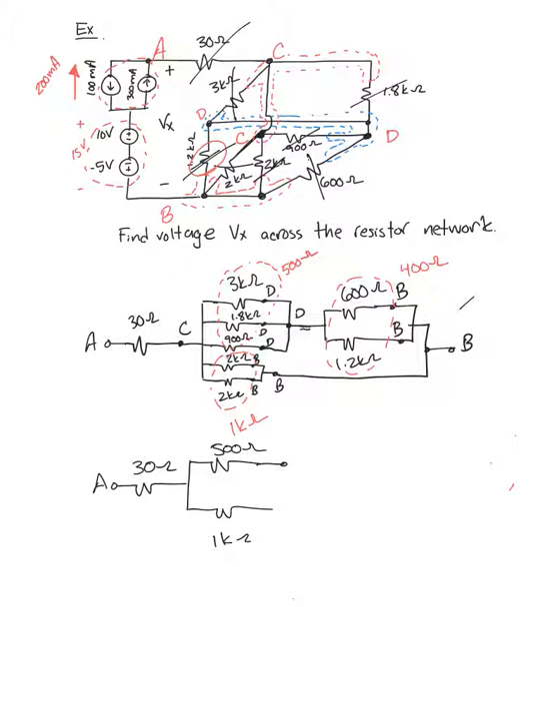500 ohms goes to D, which is going to then be in series with a 400 ohm. And we connect those together, and that's what we called node B. Alright, so now we have this 500 in series with a 400, so that's 900 ohms, in parallel with 1 kilo ohm, which is 473.7 ohms.